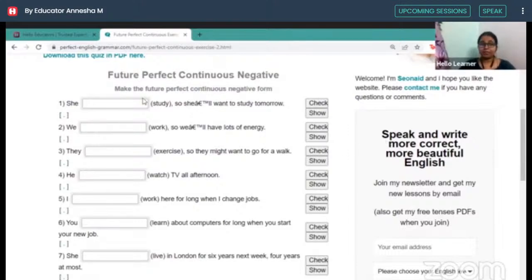Okay, Z, tell me. This will be negative. Okay, we have to use negative. I don't know why this is written like this. I think this is a typing mistake or something. So she wants to study tomorrow. She will want. This will be will. Yes, ma'am. She will not have been studying, so she will want to study tomorrow. Very good. And how can we say will not? She won't have been studying, so she will want to study tomorrow. Absolutely correct. Very good, Z.